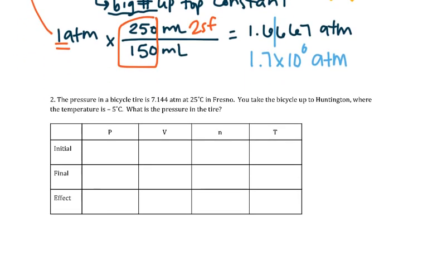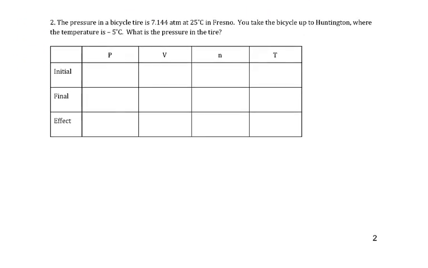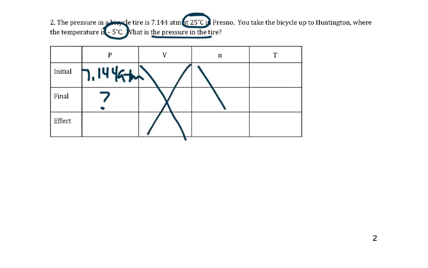Okay, so moving on to number 2. The pressure in a bicycle tire is 7.144 atm. Just going to fill in as I go. At 25 degrees Celsius, you take the bicycle, and then the temperature is now -5 degrees Celsius. What is the pressure? So I know I'm going to be looking for this. I'm going to cross out my volume and amount because they're constant.